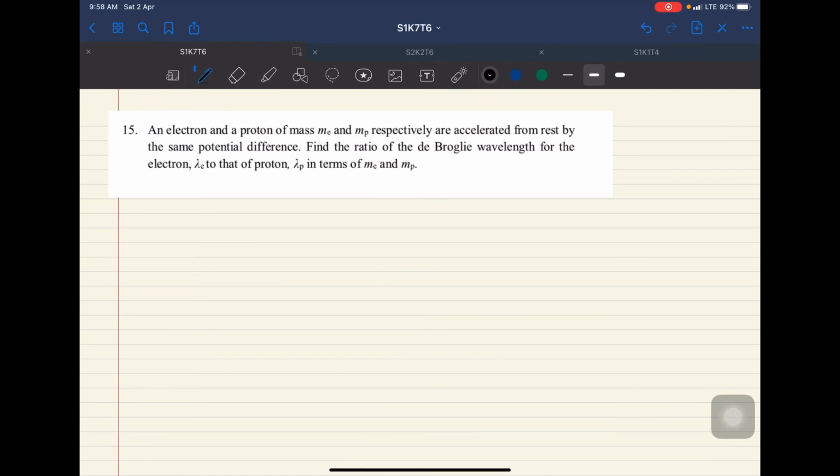Okay, question number 15, electron and proton, ME and MP, separated from rest by the same potential difference, so V is the same. Find the ratio of de Broglie wavelength for the electron, lambda E, and lambda P. So maybe you want to relate an equation that has lambda, V and mass. So on top of my head would be lambda equals H over square root of 2MEV.